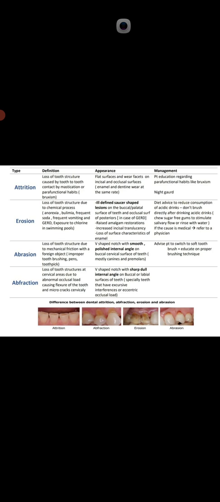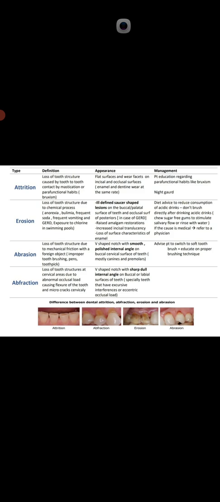Now come to the appearance. There is a V-shaped notch with sharp dull internal angle. If it is a V-shaped notch with smooth polished internal angle, it is abrasion. If it is a V-shaped notch with sharp dull internal angle on buccal or labial surfaces of teeth, especially teeth that have excursive interferences or eccentric occlusal load, meaning other than centric relation, this is the appearance of abfraction. Look at the diagram. Abfraction is more severe.